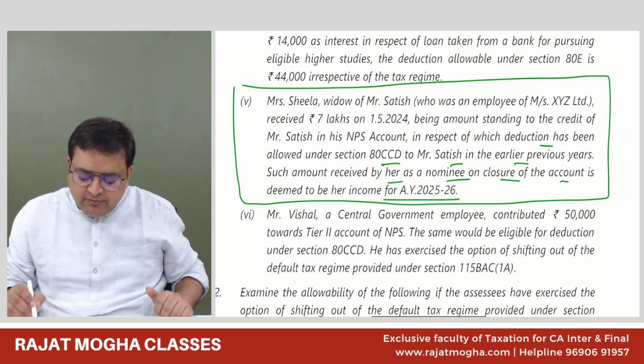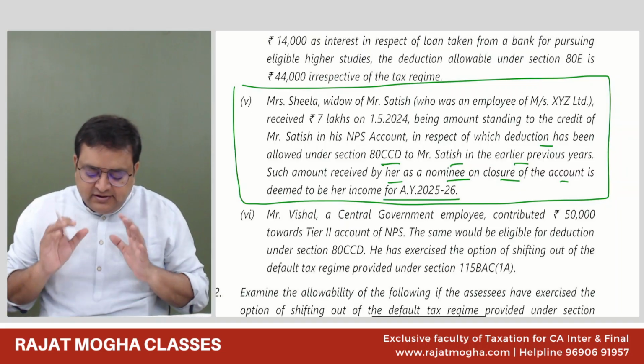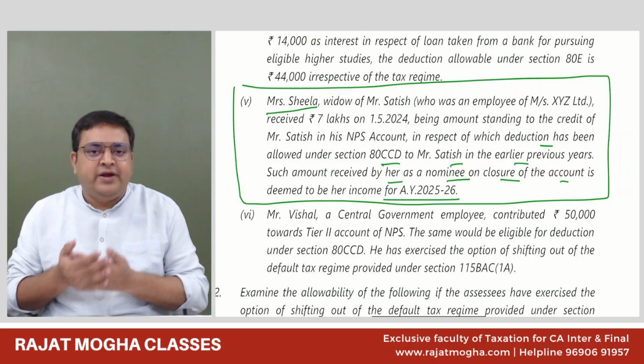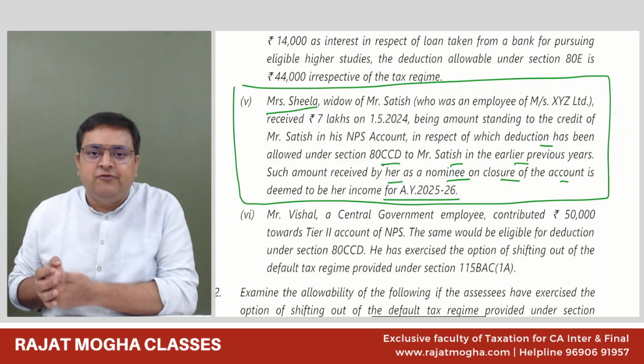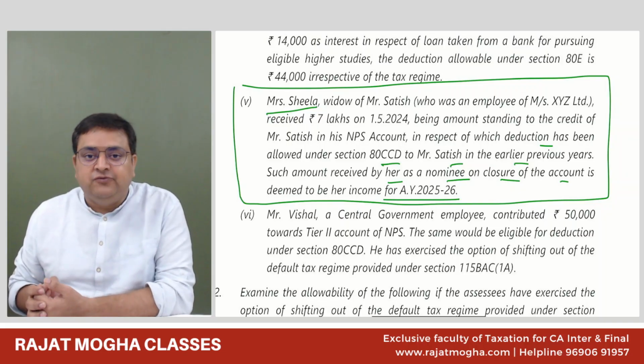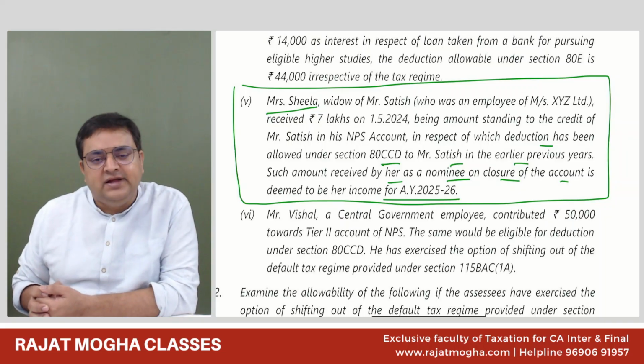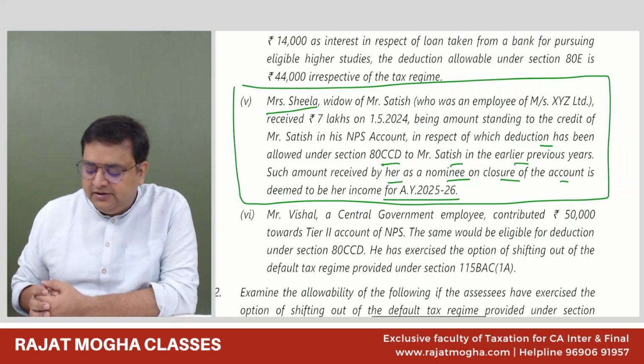Is it her income or not? Now you have to examine whether it would be her income or it would be exempt. So in this case, you have to write that in case of closure of NPS due to death of the person, if his legal heirs are receiving the amount, that is 100% exempt. So this would be exempt.